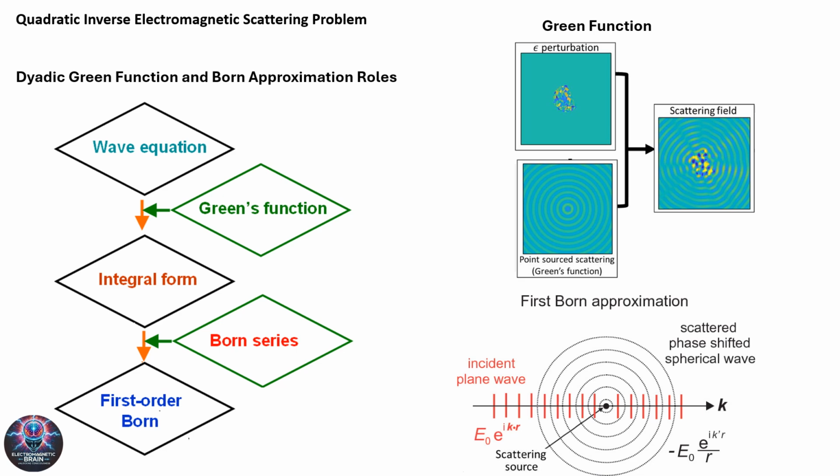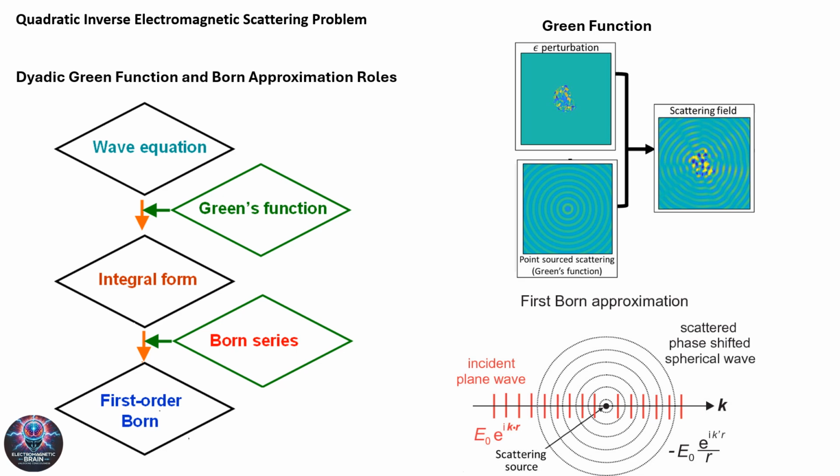The Born series expands on this by expressing the scattered field as a series. The first-order Born approximation, which is the simplest and most used solution, assumes that the scatterer's effect on the wave is weak enough to ignore higher-order interactions. This makes it a linear approximation of the scattered field and simplifies the overall problem.